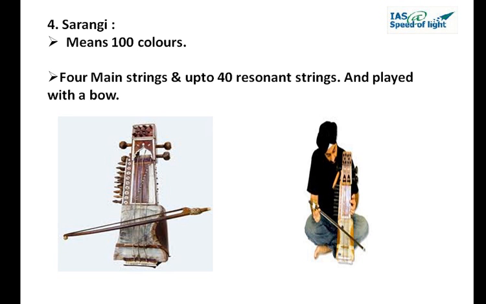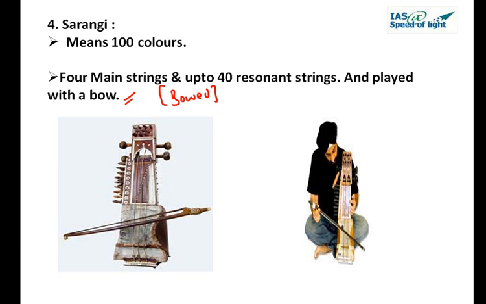Another instrument now, it is Sarangi. Sarangi means 100 colors. It has 4 main strings and up to 40 resonant strings, and is played with a bow. So it is a bowed instrument.